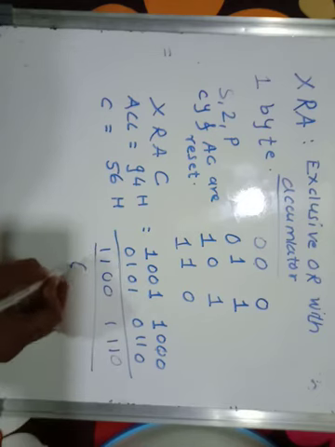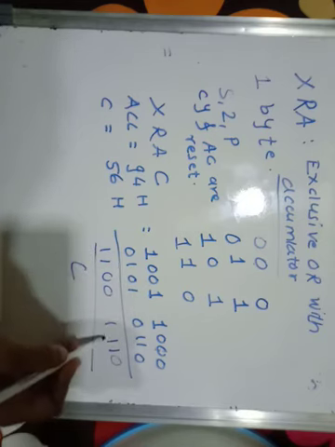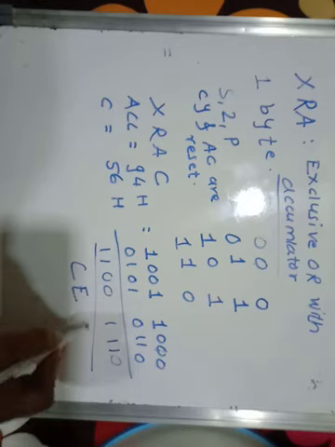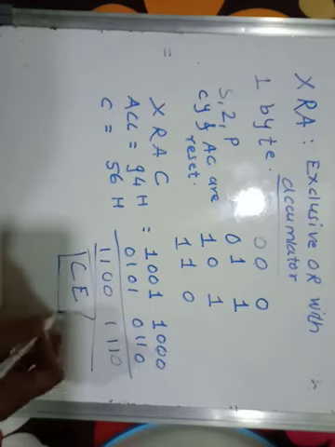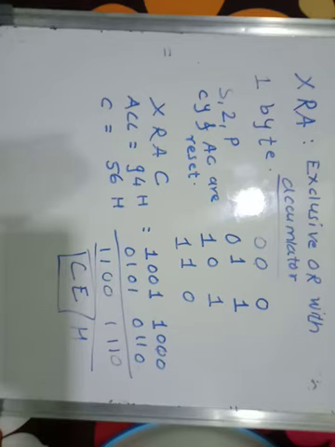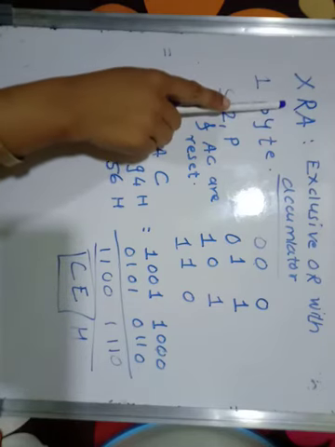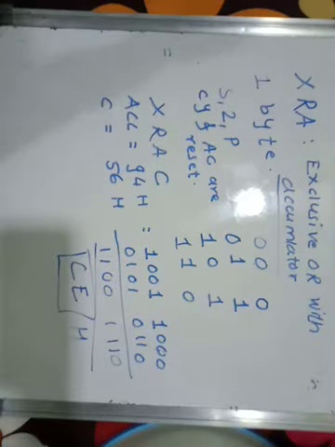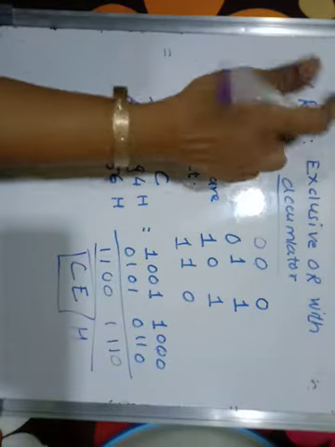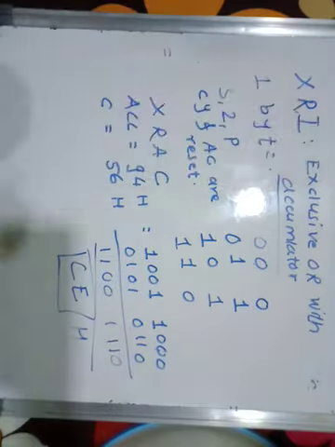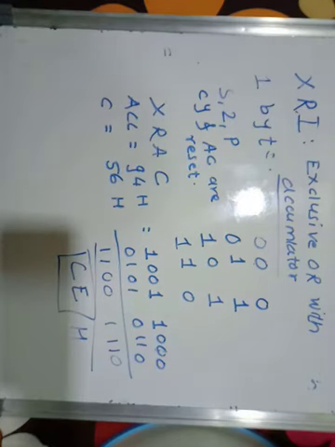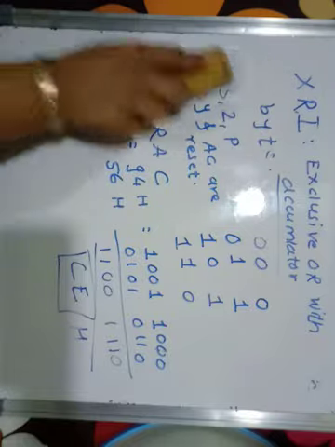What is that? C, then E, CEH. This is your resulting answer. Okay. So these are the 5 instructions, and the 2 byte instruction of XRA is nothing but XRI. Now you can tell it logically, that it is XRI. So it is the 2 byte instruction.